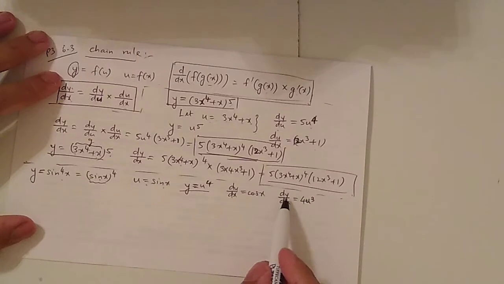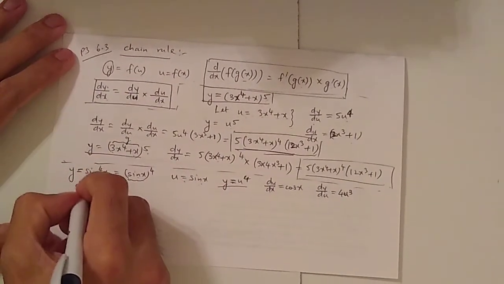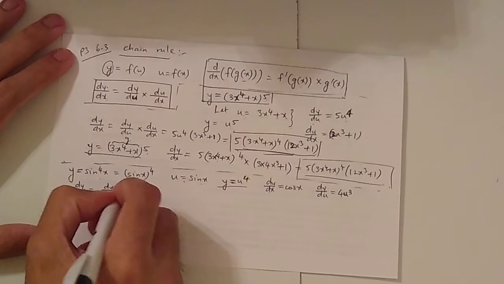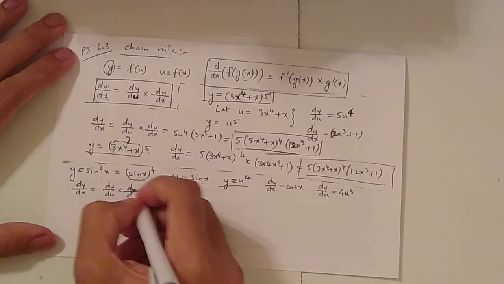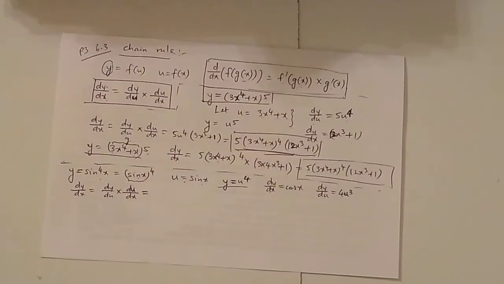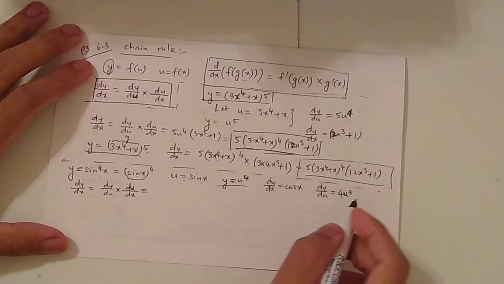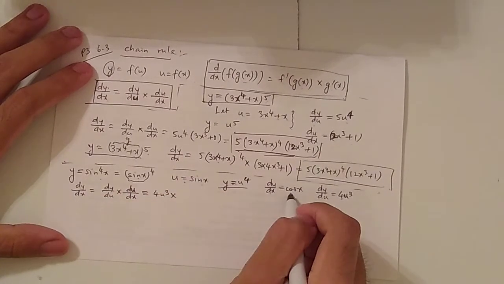Okay, so now you've got dy by du and du by dx. Now finally you need to find out dy by dx. dy by dx is simply equal to dy by du into du by dx, which is equal to, substituting the values, 4u cubed into cos x.